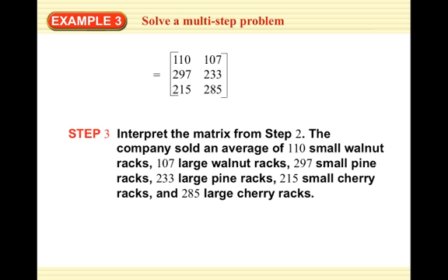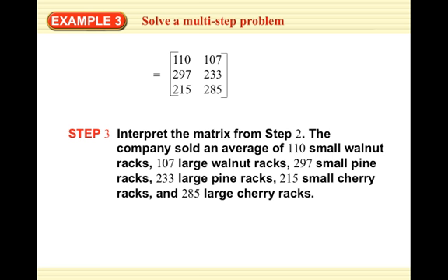Okay, so we still need to interpret the matrix from step 2. The company sold an average of 110 small walnut racks, 107 large walnut racks, 297 small pine racks, 233 large pine racks, 215 small cherry racks, and 285 large cherry racks.